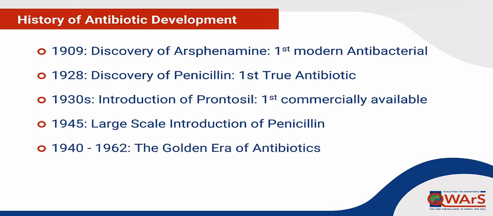The period from 1940 to 1962 is considered the golden era of antibiotic discovery. During these years, most of the antibiotic classes that are still in use today were discovered and introduced to the market. This era was characterized by rapid advancements in microbiology and chemistry, leading to the discovery of drugs that could treat a wide range of bacterial infections.